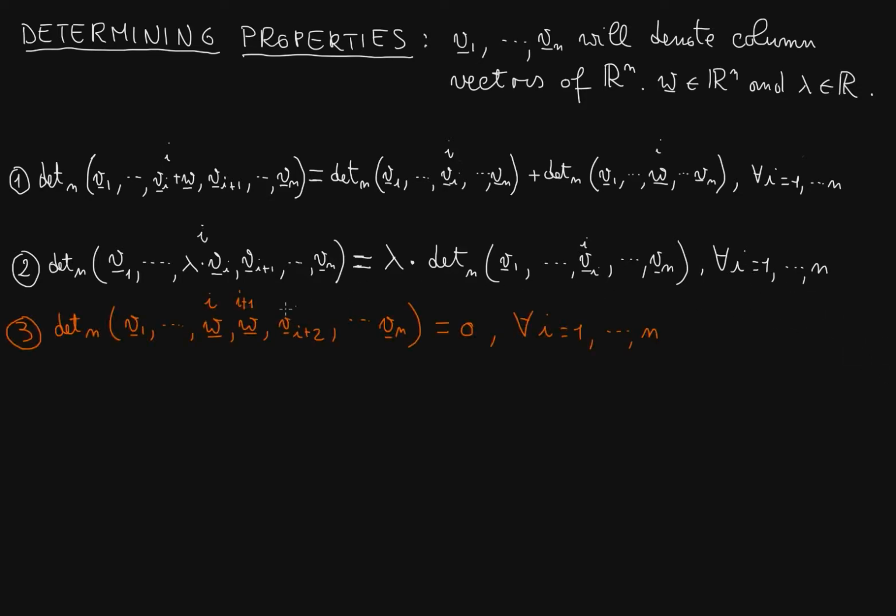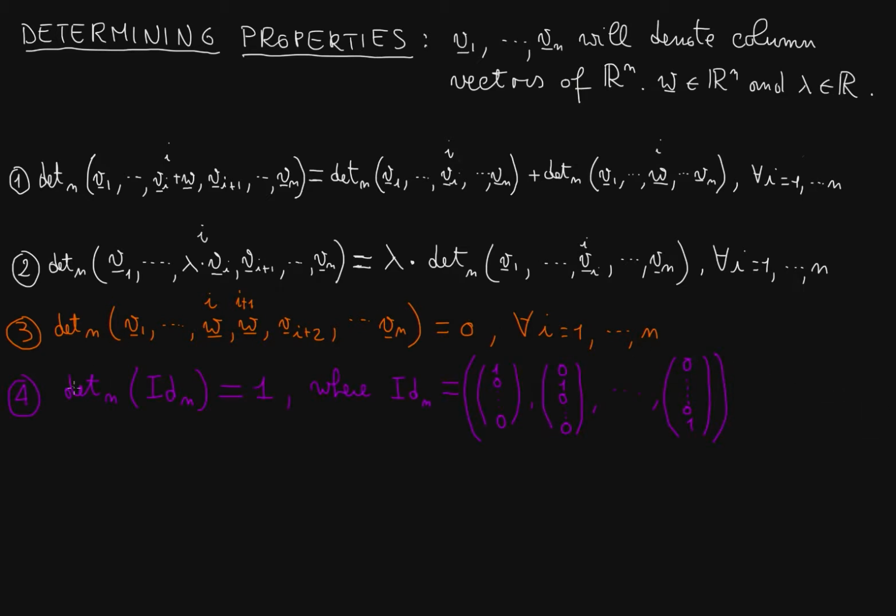The third property regards the situation in which, out of the n column vectors to which we apply determinant of n, there are two of them consecutive which are equal. Here I named w the one in the ith position and the one in the i plus 1 position. So I'm assuming both of them to be equal to w. Now the property says that in this case the determinant has to vanish, must be equal to 0.